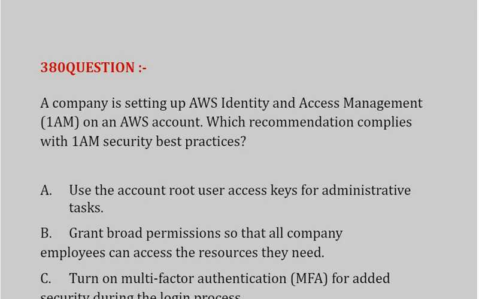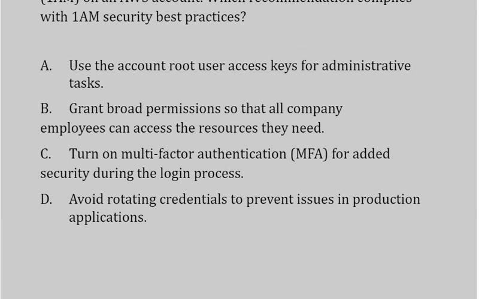Question is, a company is setting up AWS Identity and Access Management (IAM) on an AWS account. Which recommendation complies with IAM security best practices? Option A, use the account root user access keys for administrative tasks. Option B, grant broad permissions so that all company employees can access the resources they need.